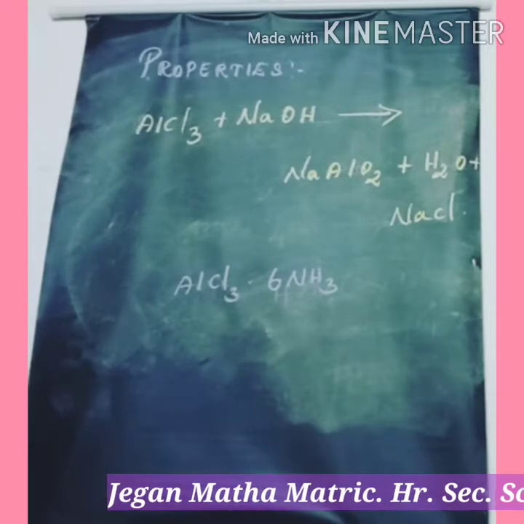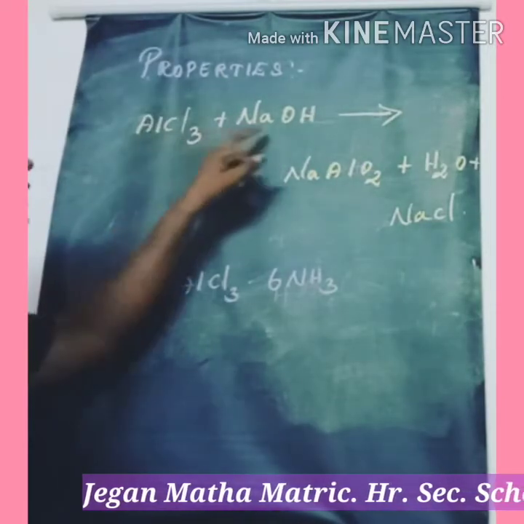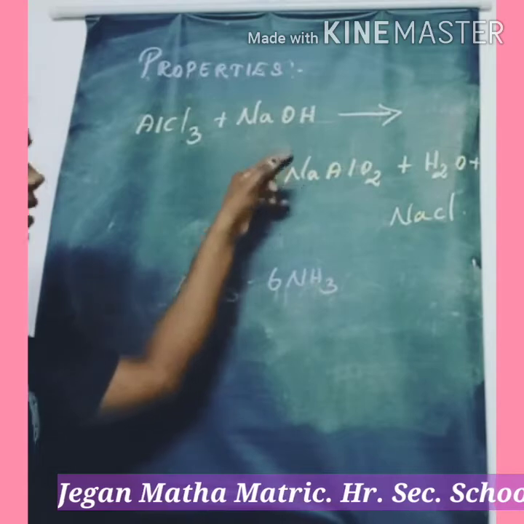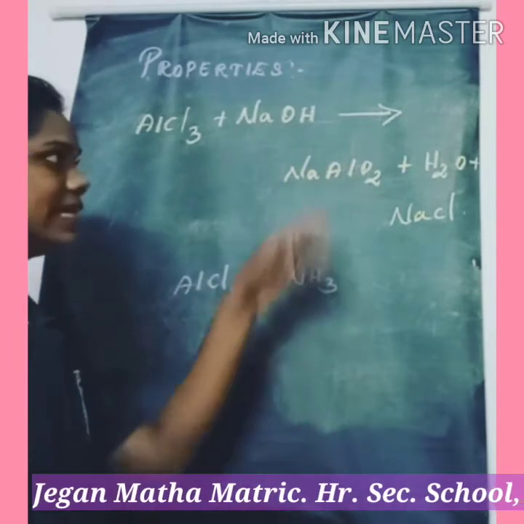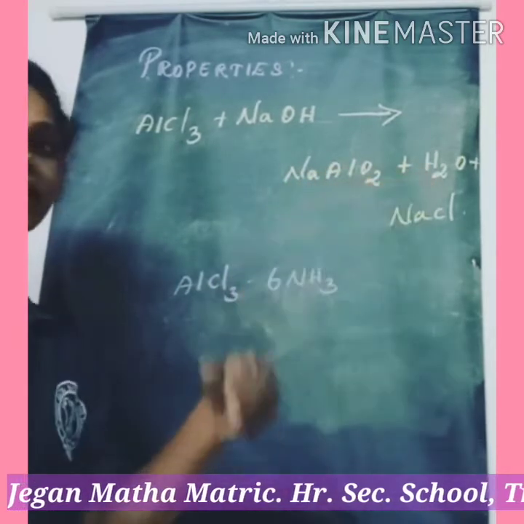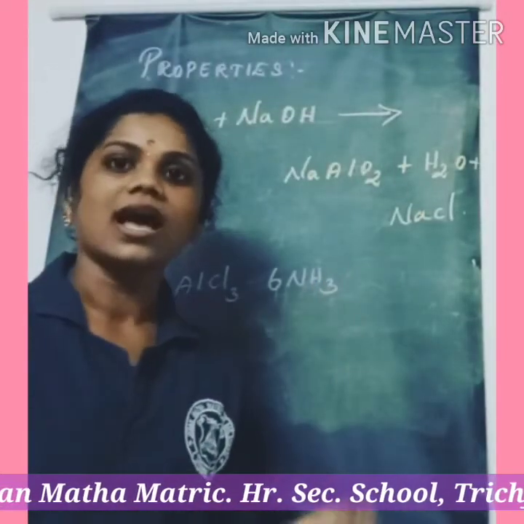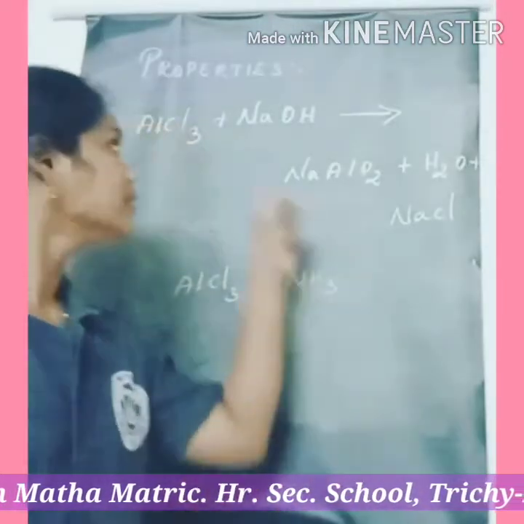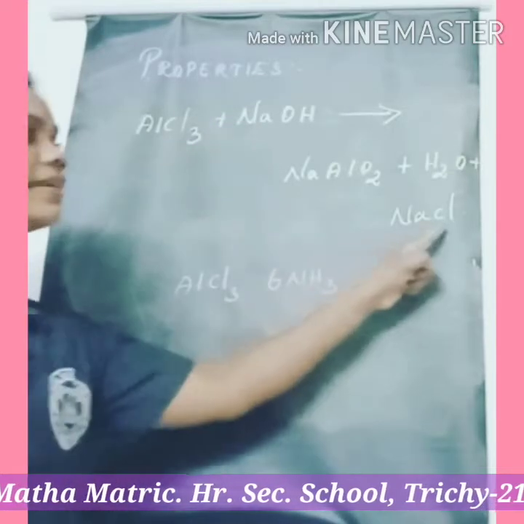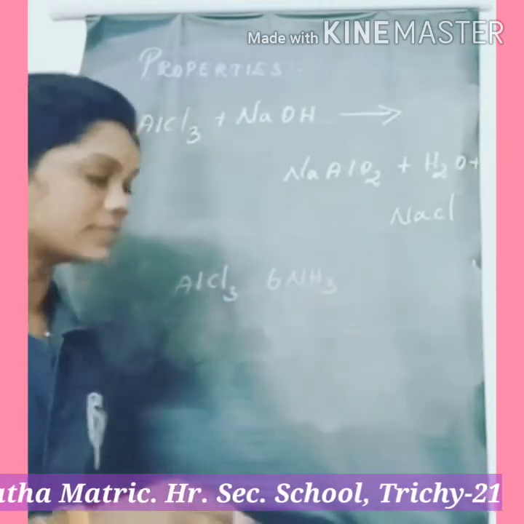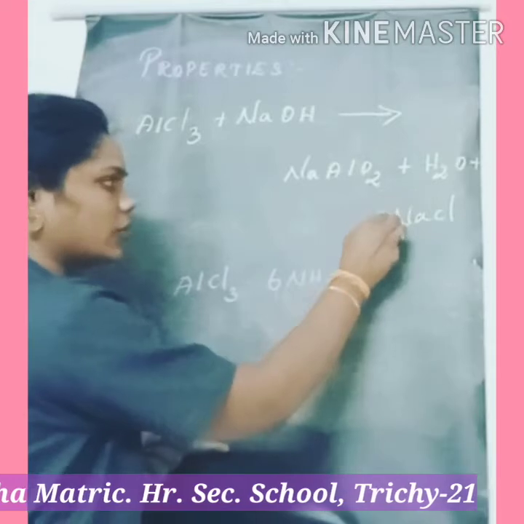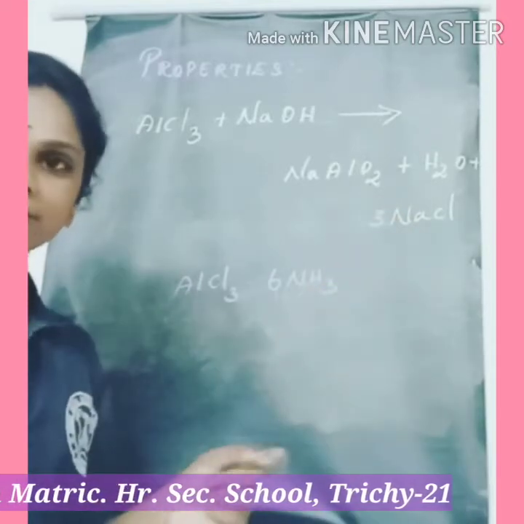Let us see the equation. Aluminium chloride with excess of sodium hydroxide, it gives sodium aluminate plus water molecules and sodium chloride. So this is an unbalanced equation. How to balance this equation? Here chlorine is 3 times, but here chlorine is only 1 time. So 3 times of chlorine. Okay, so now chlorine is balanced.